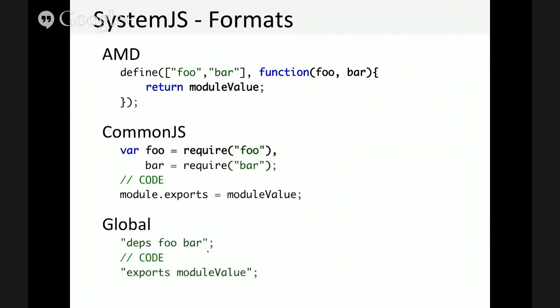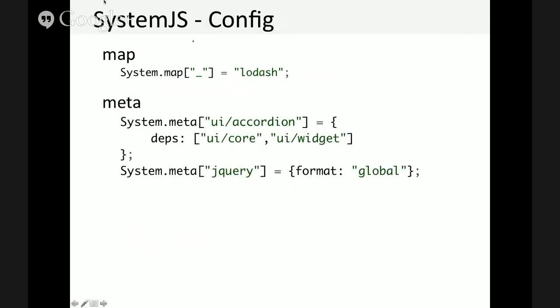So yeah, SystemJS has all the formats. AMD, CommonJS, Global. I guess I'll go through all these. It has the map config, which hopefully you guys are used to. So if I want to just import underscore, but have that really look for Lodash, you can do it this way. The meta config allows you to say, if I have jQuery UI, which doesn't import or require its dependencies in any way, I can explicitly define its dependencies and say that it's in the global format or whatever.